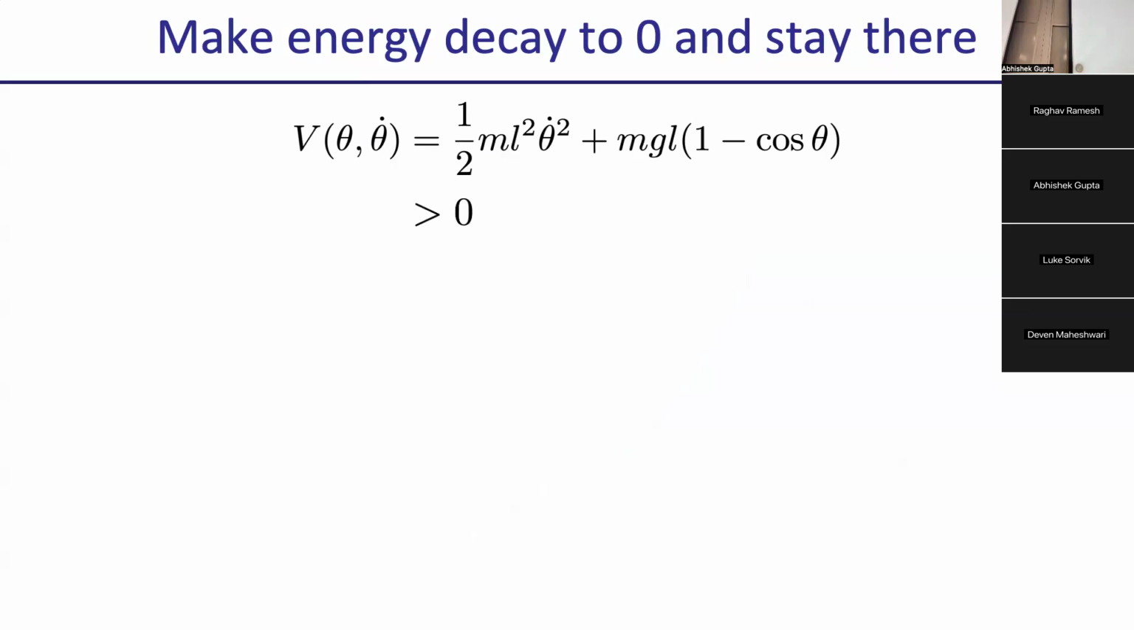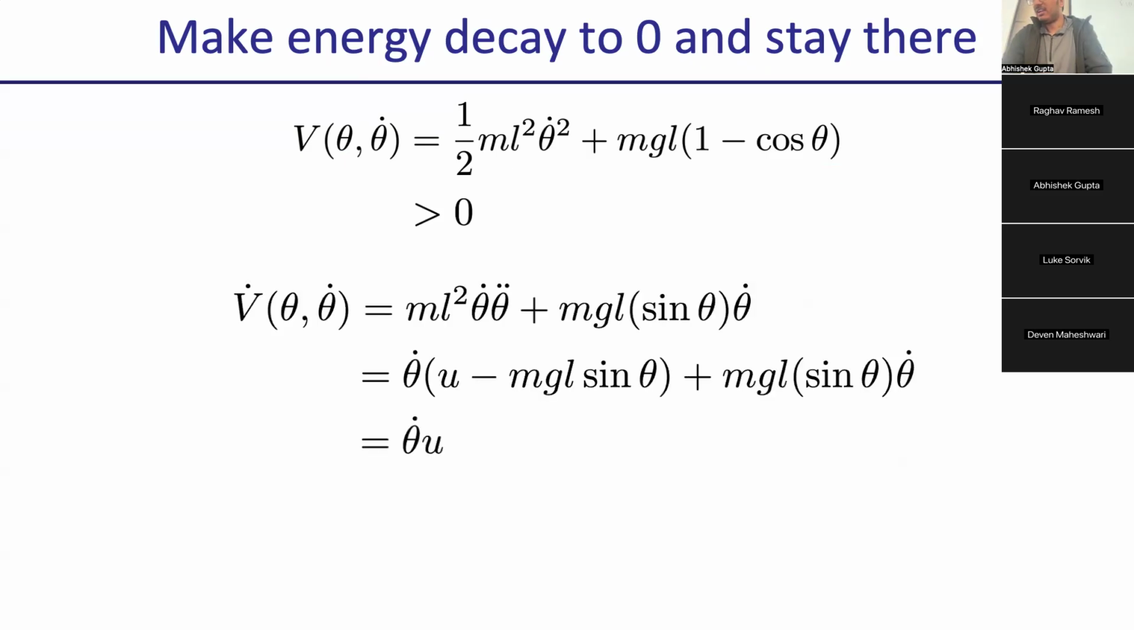It's a half ml squared theta dot squared is the kinetic energy. And mgl (1 minus cosine theta) is the potential energy. We know this is always positive, right? You can check that because this thing is positive, and this thing is always positive. So this is a positive plus a positive, always positive. So the energy V is always positive.